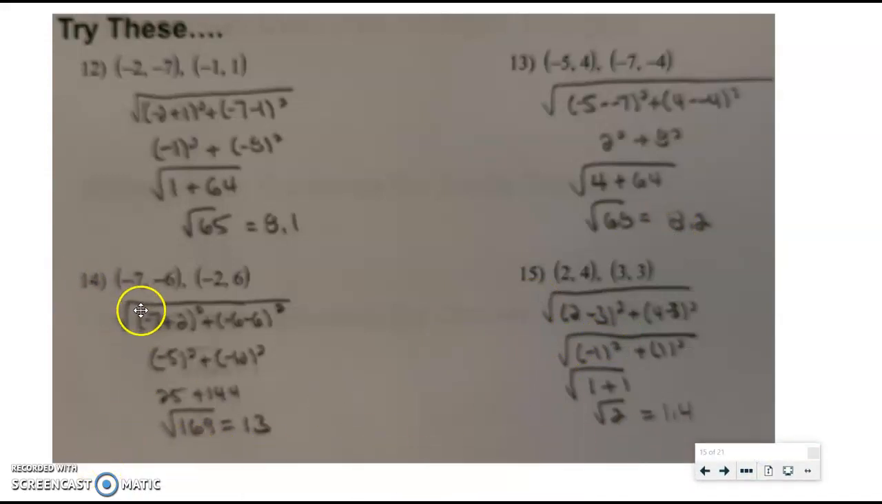For number 14, -7 minus -2 is -5. -6 minus 6 is -12. If I square that, I get 25 plus 144, which is 169, which is 13 when I take the square root of that. And then number 15, I ended up with the square root of 2. Just check that. Hopefully you got that. But now we're going to extend that a little bit.